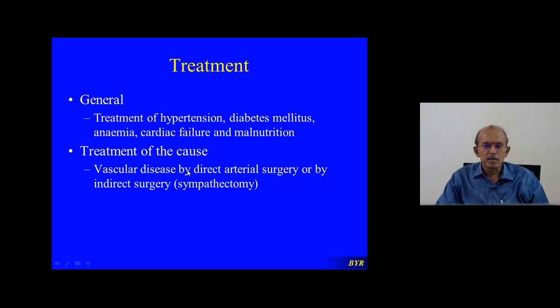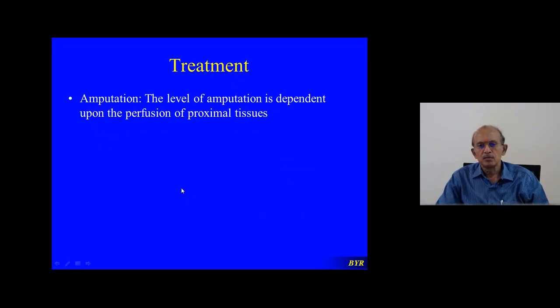Treatment of the cause, vascular diseases by direct arterial surgery or by indirect arterial surgery like sympathectomy. Infection controlled by appropriate antibiotics and surgery. Amputation: the gangrenous area is a dead area, and the dead area has to be removed. What is the level of amputation?